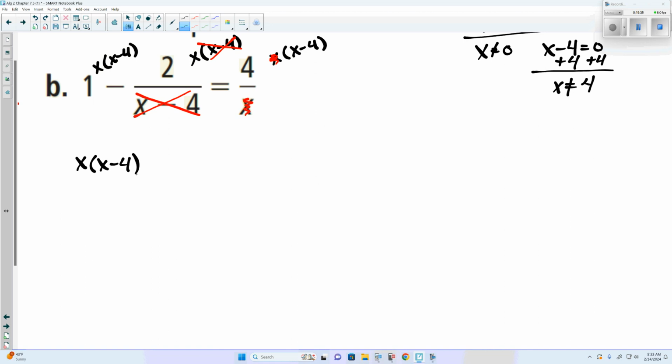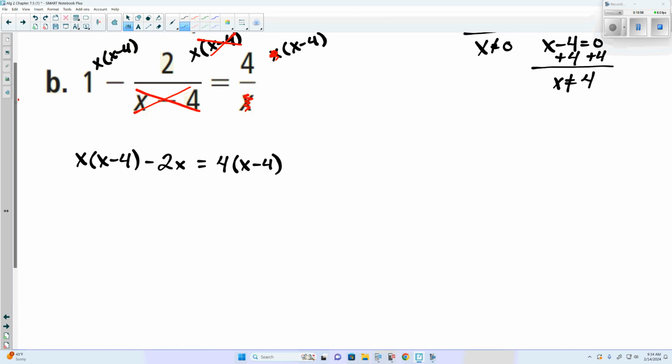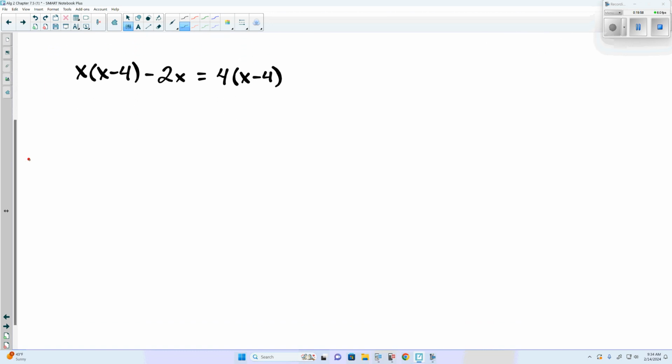Well, 1 times x is just x. So we have x times x minus 4 minus 2 times x, and that's it, equals 4 times x minus 4. Questions on how we got to this part here? So we feel good with at least getting to here. Yes? Now it's just simplifying.